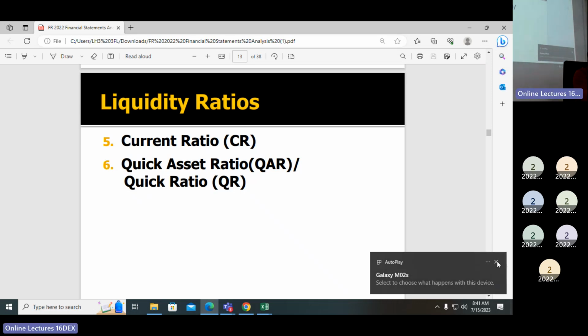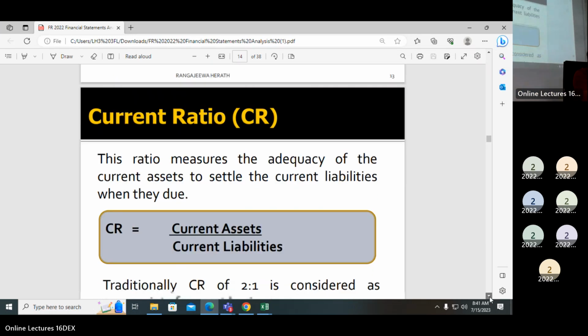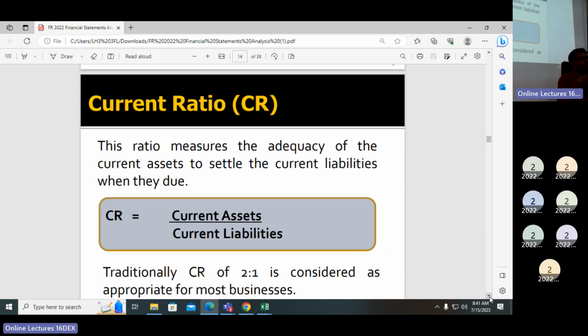So we'll first take current ratio. This is something you're familiar with. Current ratio measures the adequacy of current assets to settle current liabilities. So here, current asset divided by current liability. We don't multiply it by 100. So you are getting a rupee value back. Say current asset 10 million, or we'll say current asset 15 million, current liability 10 million. Then your answer is 1.5.